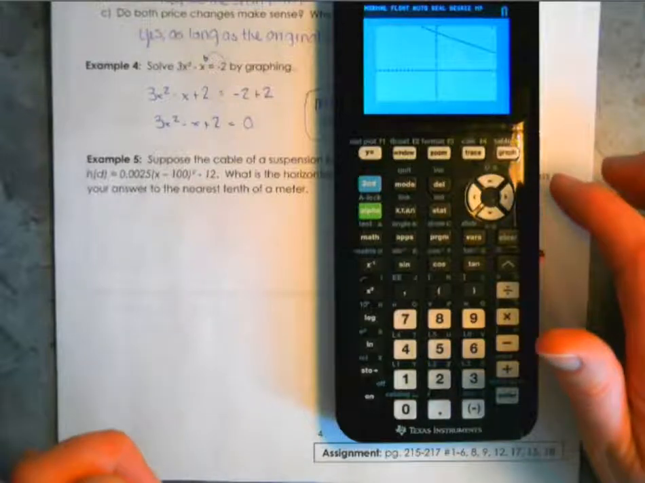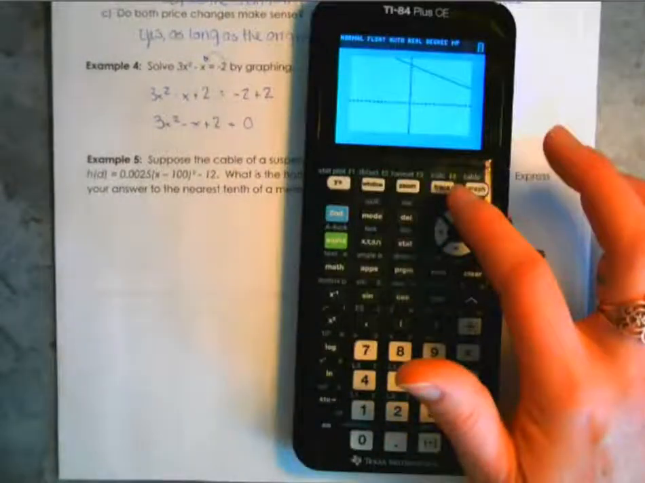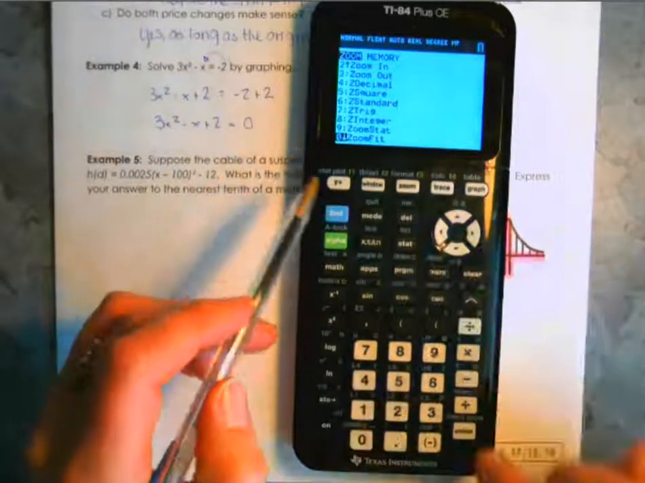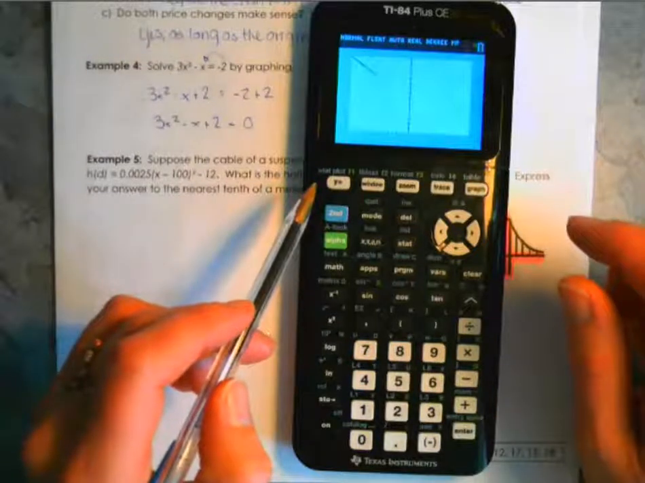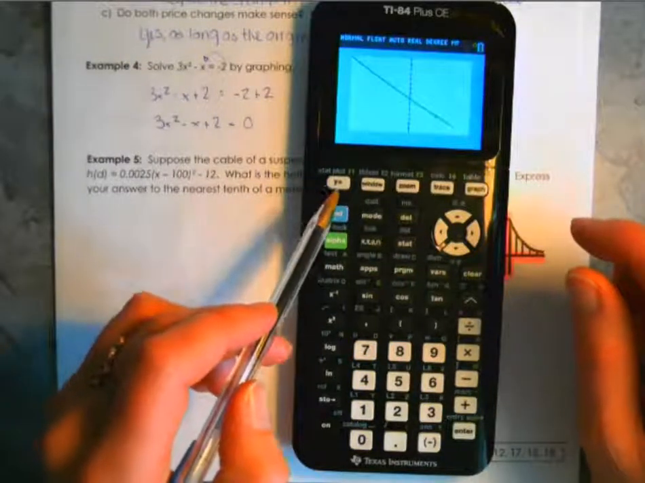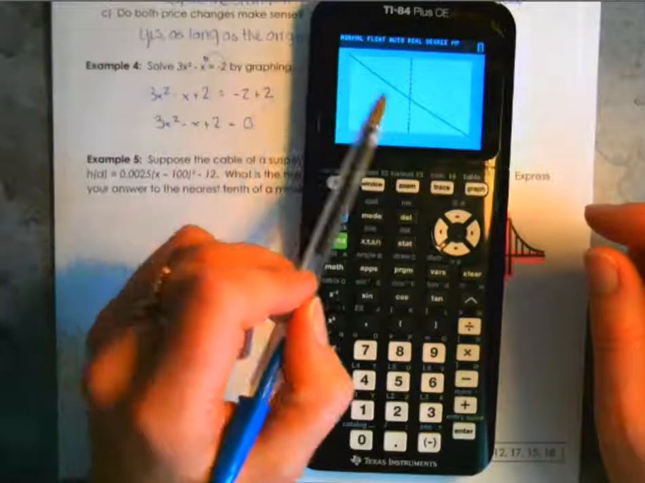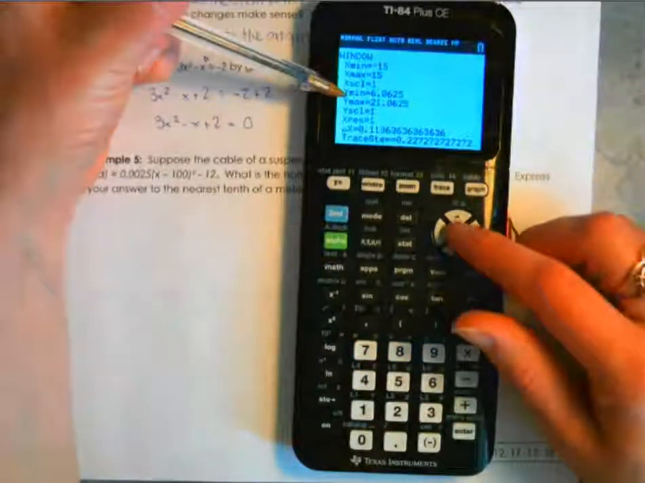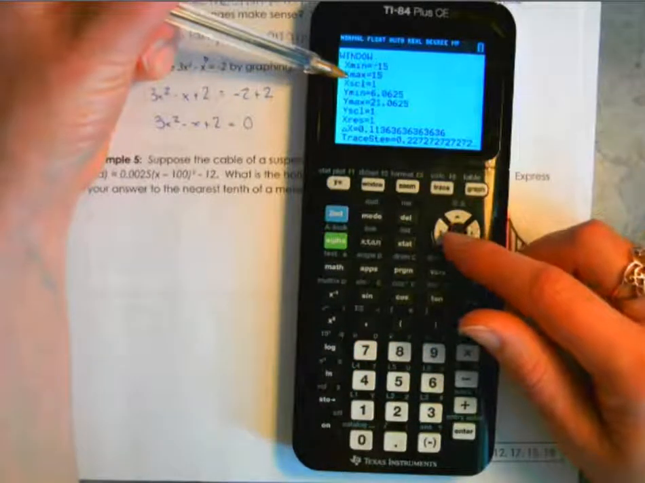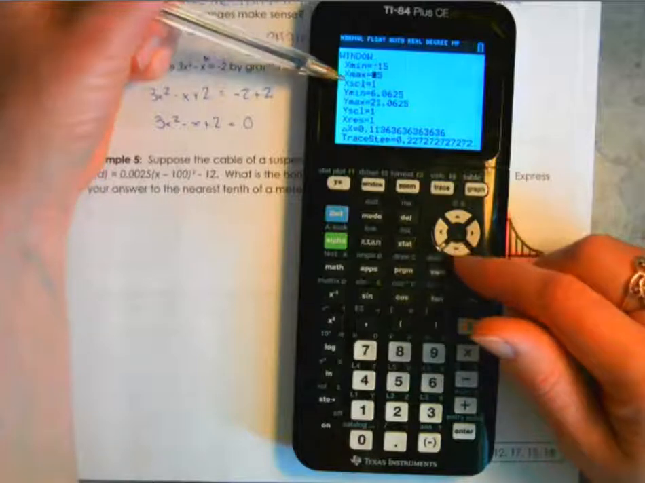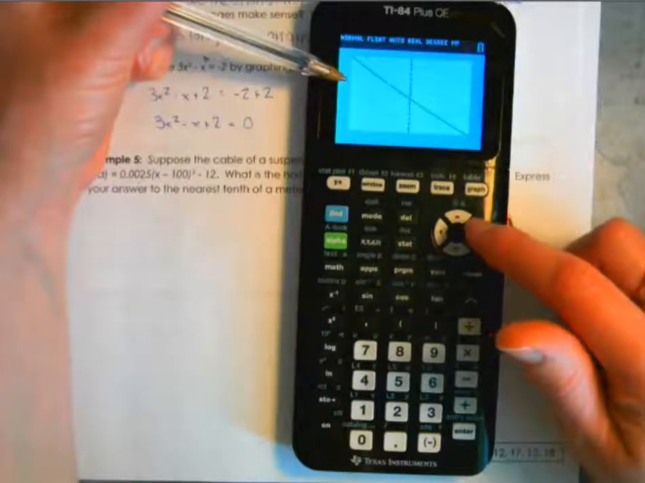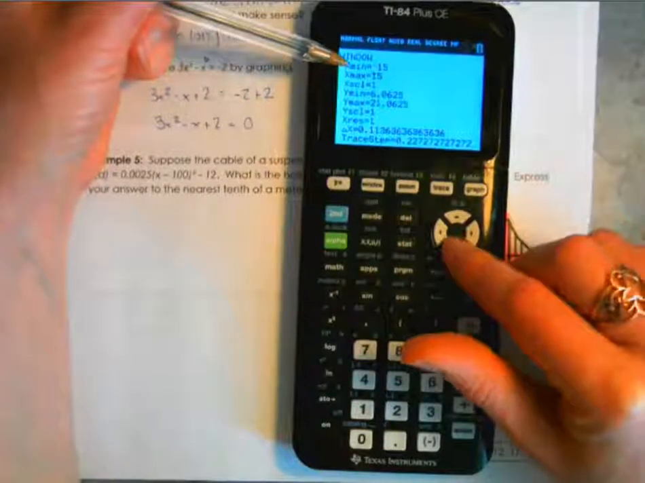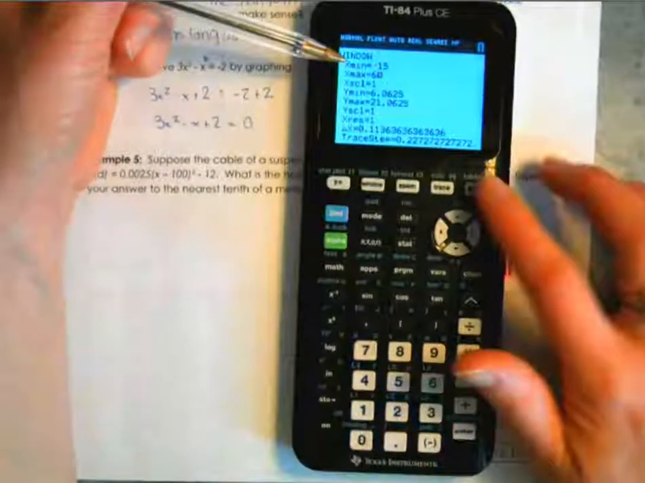Okay, so now if we go to our graph, it's probably not going to fit super well on there. So let's go to zoom and try doing the zoom fit and see if that helps us out at all. See, sometimes it'll fit probably about half of the parabola. So let's go into our window settings and look. For our X maximum right now, it's set to 15. I'm going to go really far out, like 60, and see what that looks like.